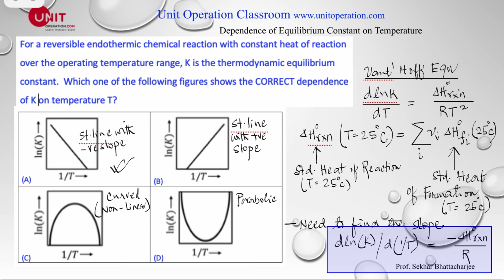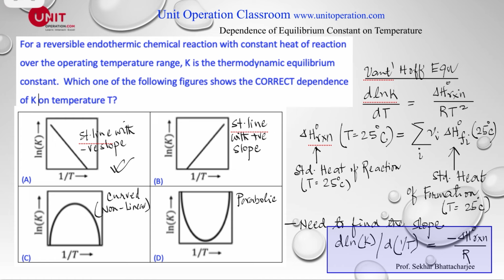So this is a very standard Van 't Hoff's equation. We all know this one right here. And we know this delta H zero reaction is a standard heat of reaction at the temperature 298 Kelvin. And this, of course, is defined as the summation of the heat of formation multiplied by its stoichiometric coefficient. This is a very standard equation.